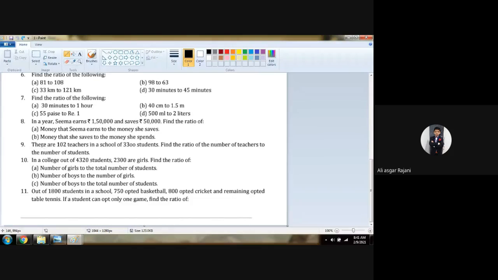There are 102 teachers in a school of 3,300 students. Find the ratio of the number of teachers to the number of students. How many teachers are there? 102 teachers. How many total students are there? 3,300. Now, what is the ratio we have to find? The number of teachers to the number of students.